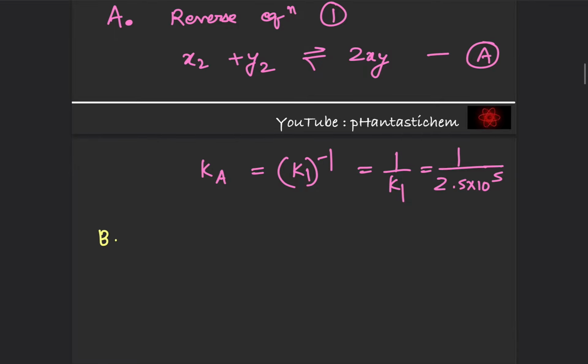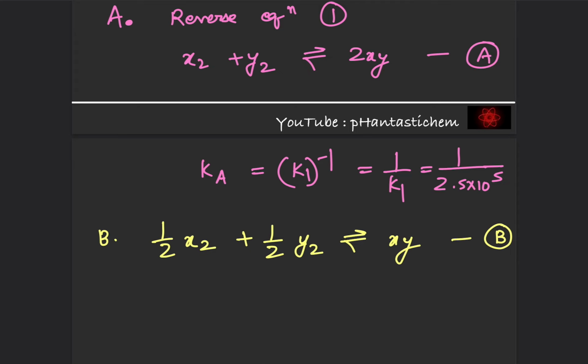Then, multiply equation A that we obtained in step A by 1 by 2. So 1 by 2 throughout the equation. So we will get 1 by 2 x2 plus 1 by 2 y2 giving us xy. Let us say this is equation B. And we know that if a reaction is multiplied by n, the new equilibrium constant is the old equilibrium constant to the power n, right?